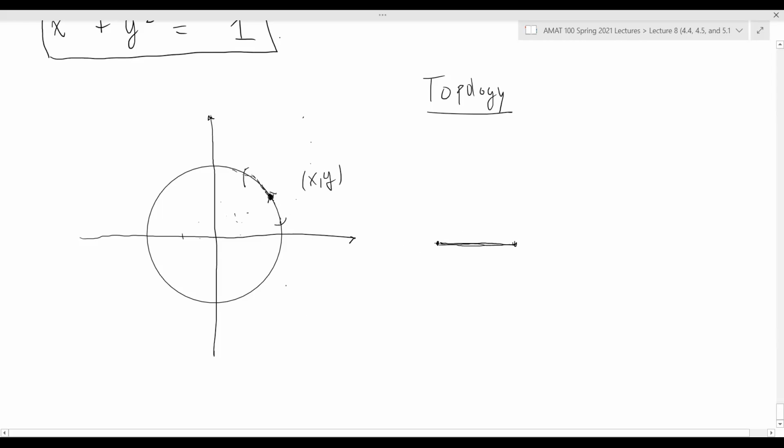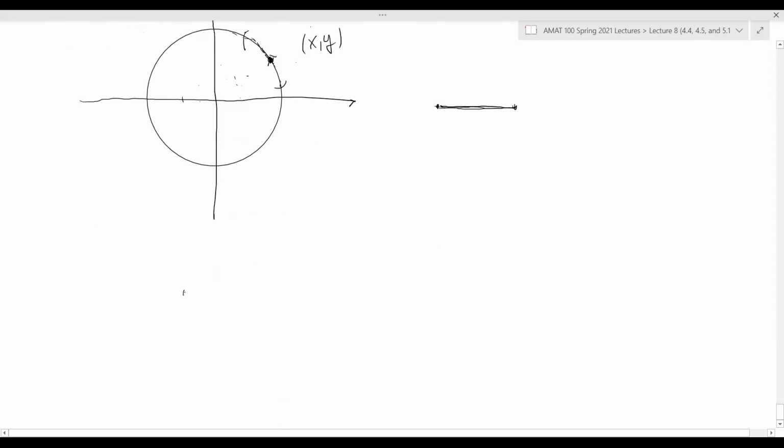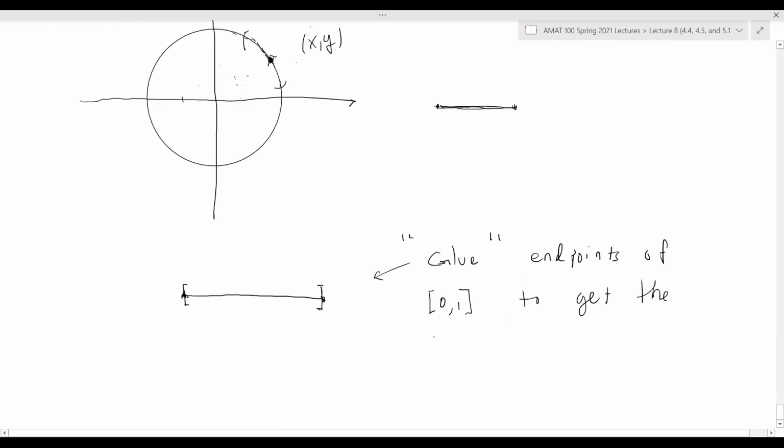And in fact, this is really one way of topologically viewing the circle. You take the unit interval, and you have the endpoints, and you glue. You can make this notion of gluing really precise mathematically, and you do this a lot in topology. You can glue the endpoints of the interval 0 to 1 to get the unit circle.